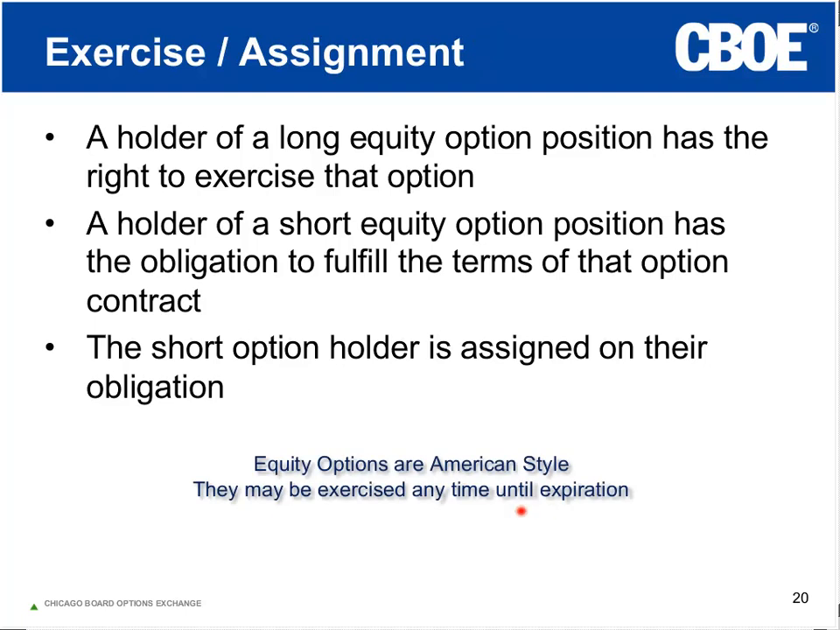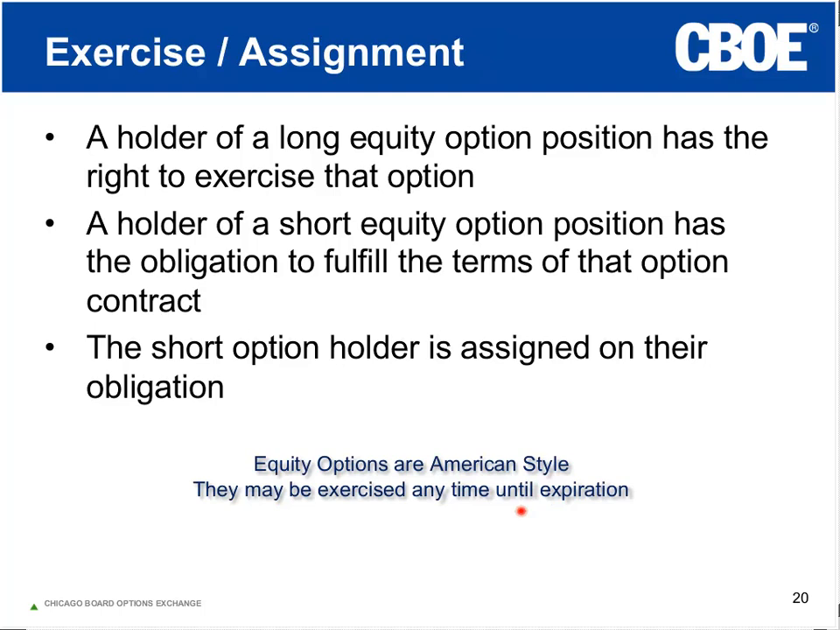Equity options are what we refer to as American style. And American style option contracts may be exercised anytime up until expiration. You may choose to exercise your option before expiration. Now, often it doesn't make a lot of economic sense for you to exercise your option contract when there's time left until expiration, and the reason being is normally there's a little bit of time value left in an option contract when we have days or weeks left until expiration.